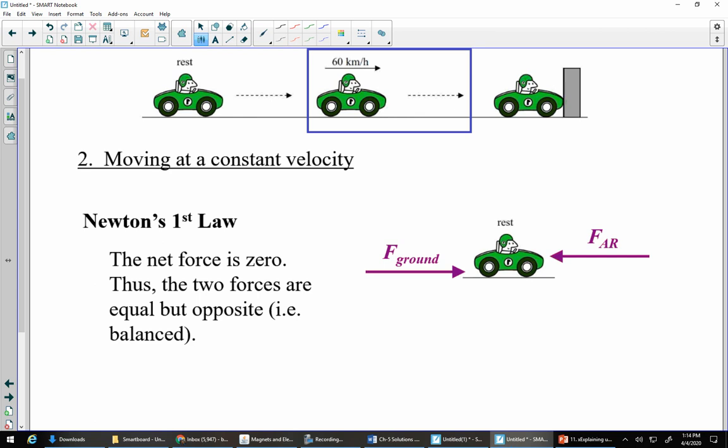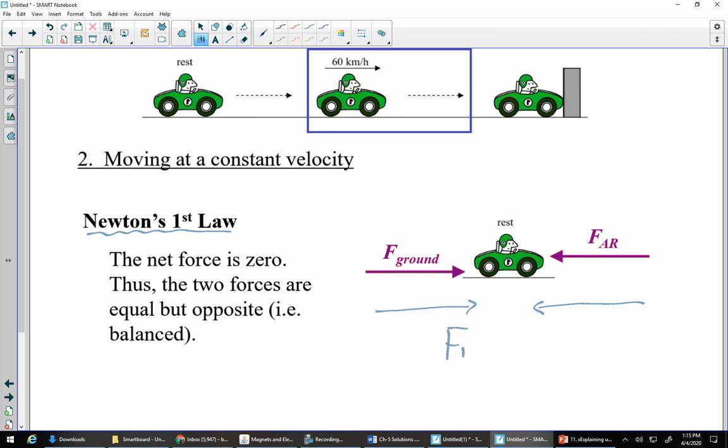The second part is where it's moving at a constant velocity. That's 60 kilometers per hour. Constant velocity should speak to you. It should say it's Newton's first law. So the net force must be 0. The forces must balance out, and that's how we're moving at that constant speed. You could even take this a bit further. We've got the force of the ground forcing the car forward. We've got the force of air resistance pushing it backwards.